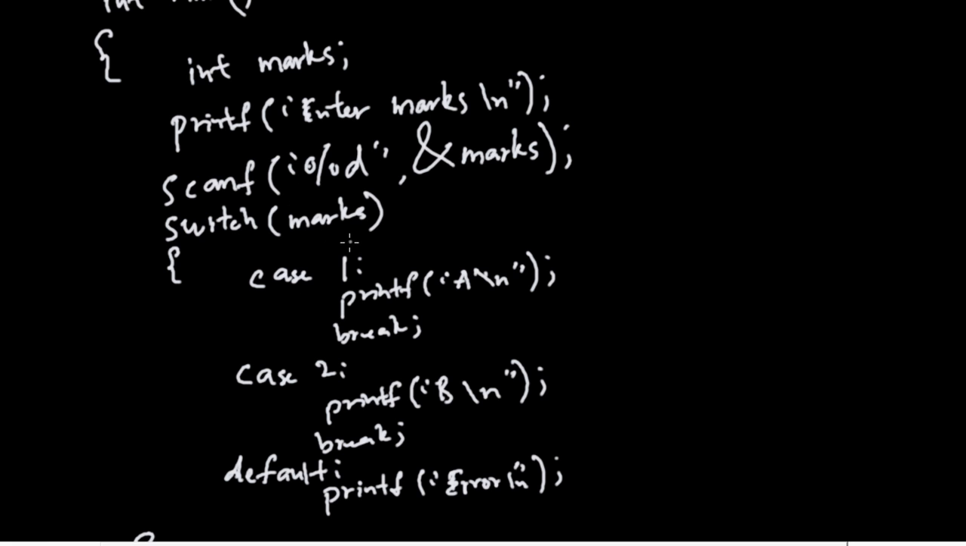Remember, it has to be equal to the condition over here. You cannot put in a range. You cannot say case more than 10. It's not possible. We can only put exact figures in here. Case 1, case 2, and default. Now this is the switch case construct.